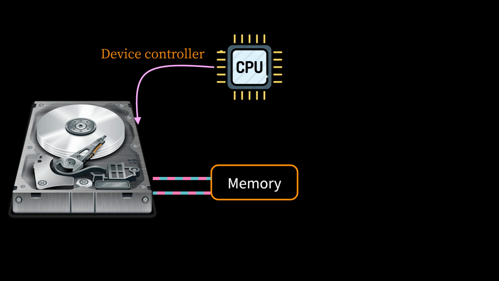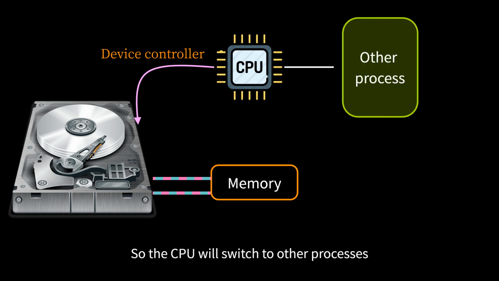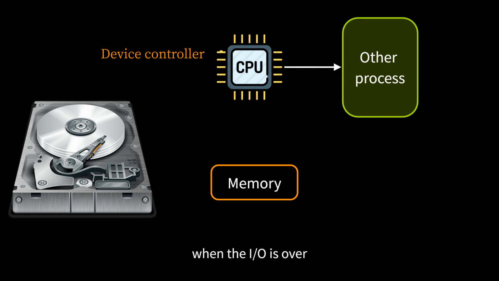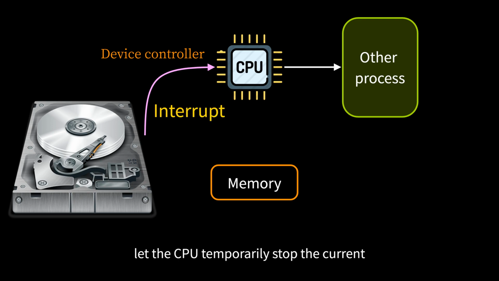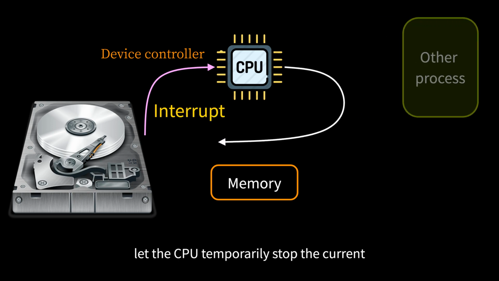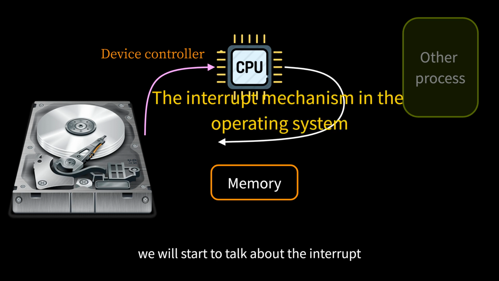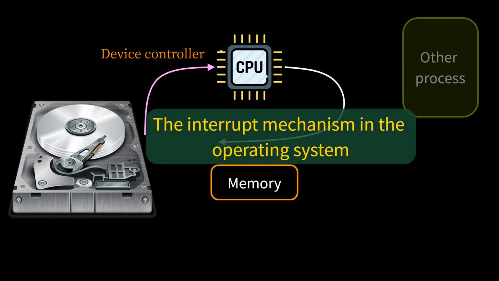If the CPU is waiting, that is busy waiting, it will be a waste of time. So the CPU will switch to other processes. Then, when the I/O is over, the device controller needs to notify the CPU. This is called an interrupt. That is, let the CPU temporarily stop the current execution flow and turn to deal with I/O. In this video, we will start to talk about the interrupt mechanism in the operating system.